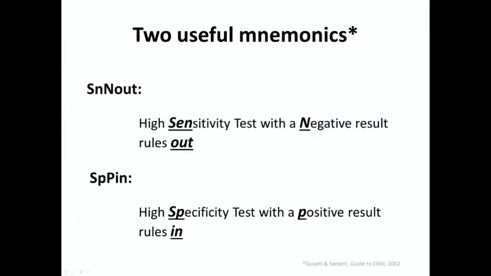Two useful mnemonics that were developed by Guyatt and Sackett are SNOUT and SPIN. SNOUT says a high sensitivity test with a negative result can be used to rule out disease. Similarly, SPIN says a highly specific test with a positive result can rule disease in. And so we can use this a little bit.